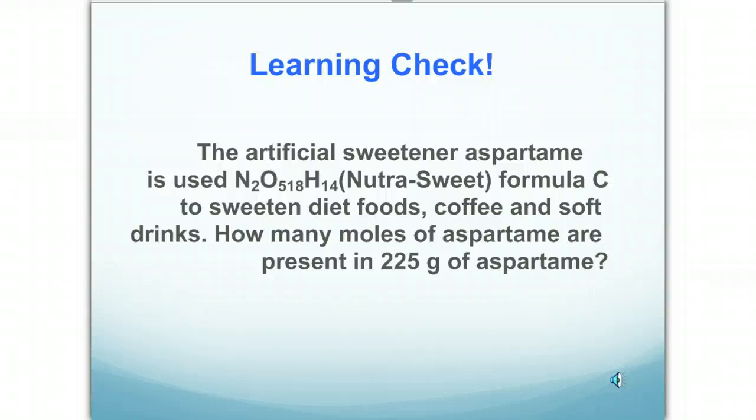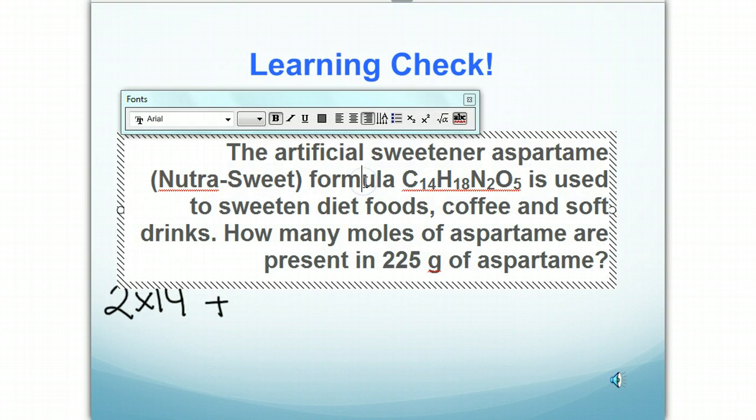All right, so in order to do this, we have to figure out the molar mass of NutraSweet. Okay? So to do this, all we do is sum up the masses for each component. So we have, for nitrogen, 2 times 14 plus, and there is another error in my formatting. There we go. Let me start over here again.